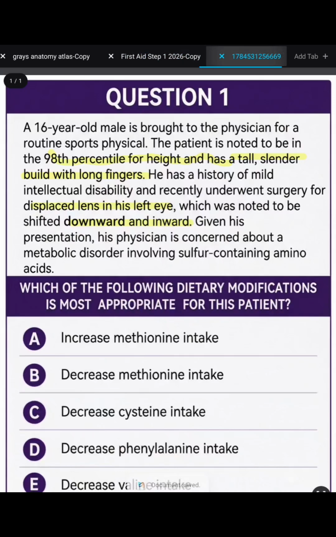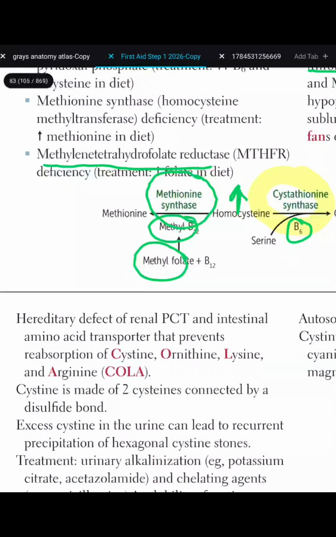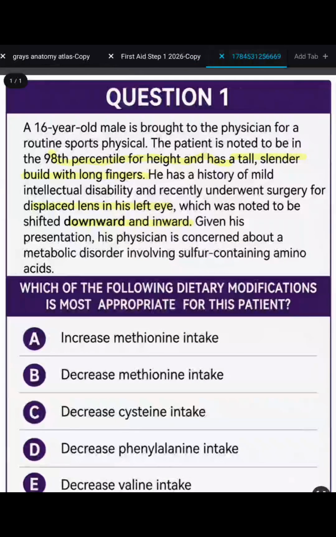So now comes this MCQ. As I mentioned, homocysteine won't be converted to methionine, so you have to add methionine in the diet so that the body's deficiency is met. So now come to the options: increase methionine intake, decrease methionine intake, decrease cysteine intake, decrease phenylalanine, and decrease valine intake.